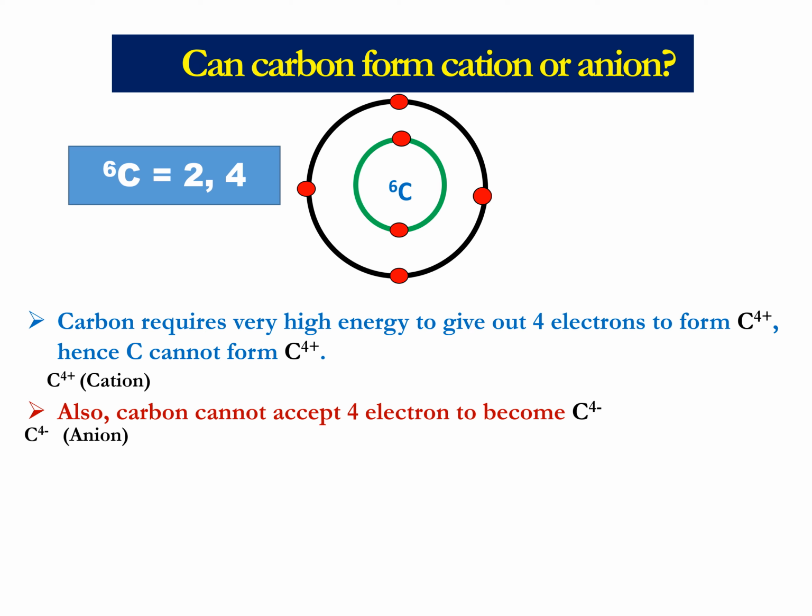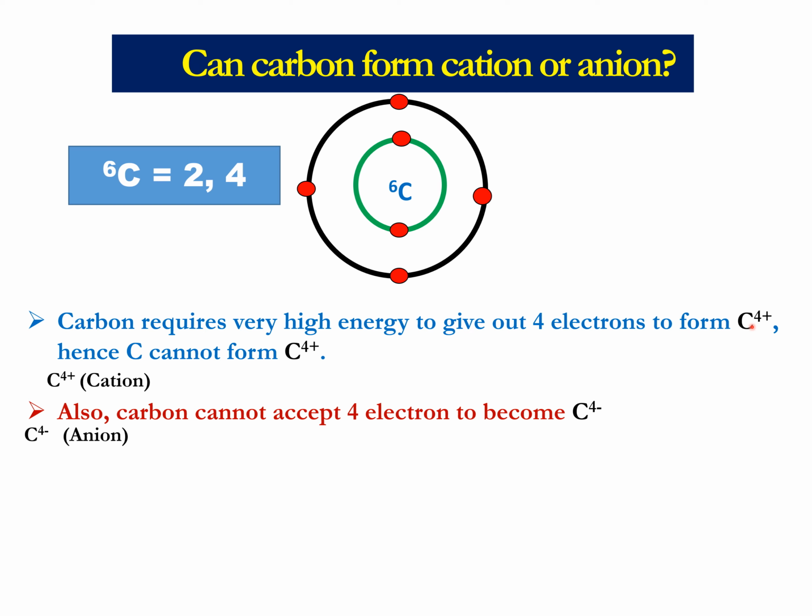Right, can carbon form cation or anion? Remember that carbon has atomic number 6, so it has 2 electrons in the first shell and 4 electrons in the second shell. Carbon requires very high energy to give out these 4 outermost electrons to form C4+. Remember, whenever an atom gives out electrons, it becomes positively charged. So, carbon cannot form cation because it requires very high energy to give out 4 electrons.